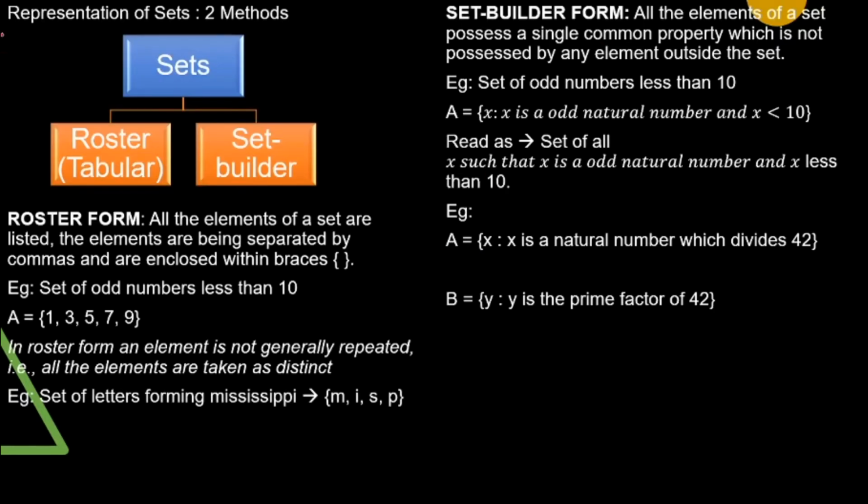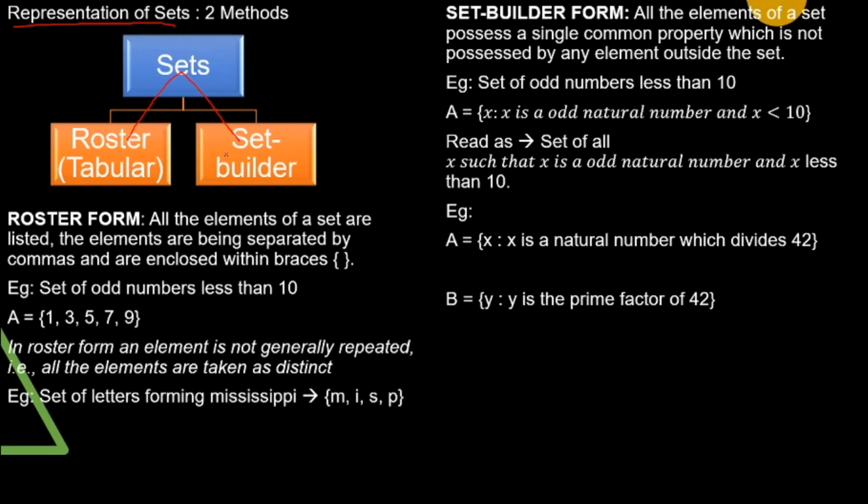So we have the next topic, representation of sets. Sets can be represented in two methods. That is, one is roster form and the other one is set builder form. You may interchange the names for convenience. Just try to remember any one properly and the other one will be the contrast, the opposite of that.